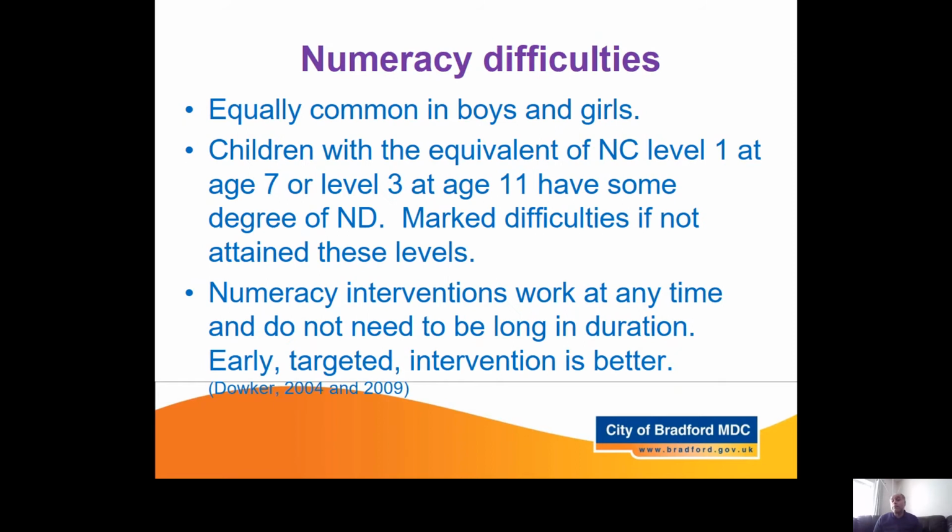Now, numeracy difficulties are equally common in boys and girls, unlike dyslexia, which is more common in boys. Children who've got national curriculum level 1 at age 7 or level 3 at age 11 have got some degree of numeracy difficulty, and it's marked if they've not attained those levels by that age. And numeracy interventions can work at any time, and don't have to be long in duration. The earlier and more targeted they are, the better.